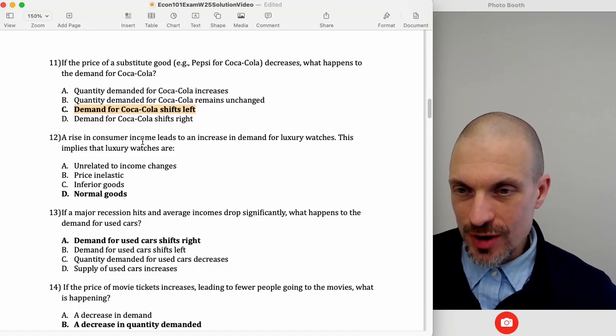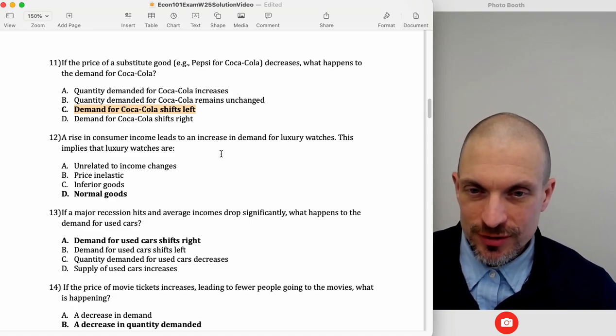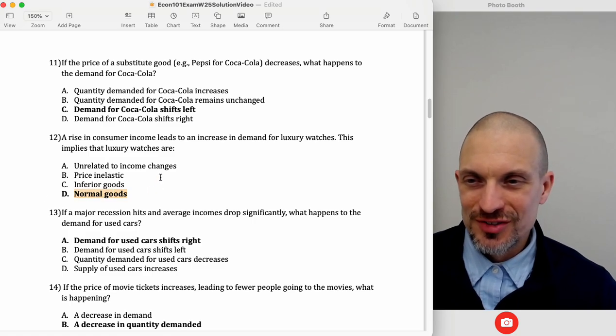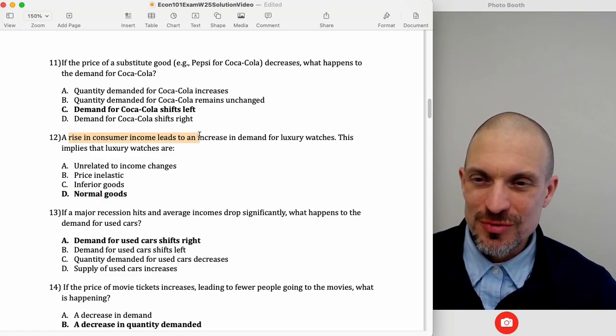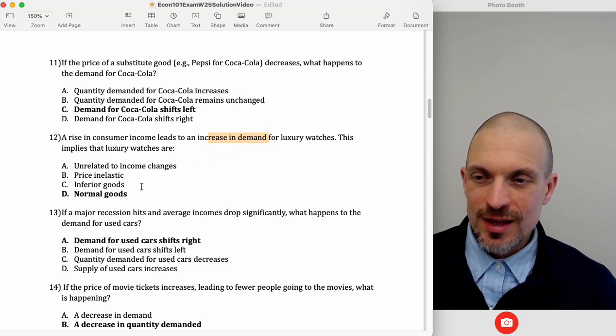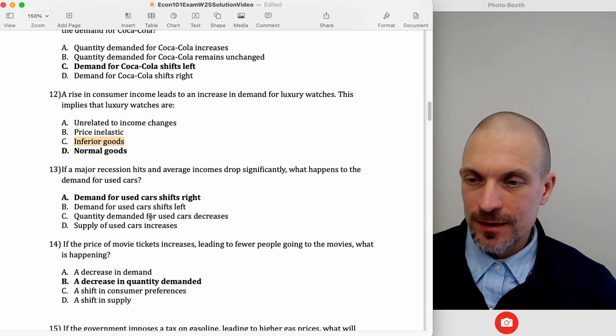A rise in consumer income leads to an increase in demand for luxury watches. This implies luxury watches are normal goods. Why? Well, if we have an increase in consumer income and then an increase in demand, that's exactly a normal good, right? An inferior good would be if the income rises and then our demand falls.